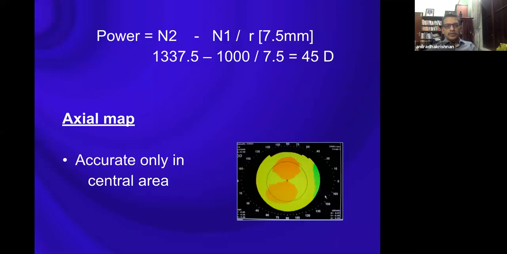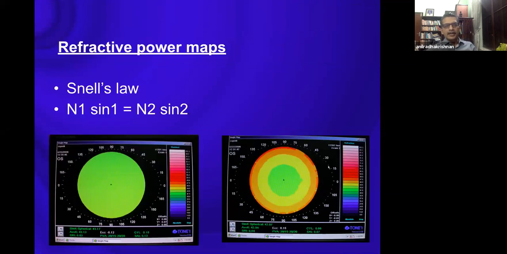For all practical purposes, what we look into is the axial map. The axial map is something you can compare across different topographers. If you have an ISIS system, a TMS, an Atlas topography system or a Pentacam, the sagittal curvature, sorry, the axial map, would be the same. Once it goes beyond 3.5 millimeters, it will not be accurate, so you have to make a correction for that.